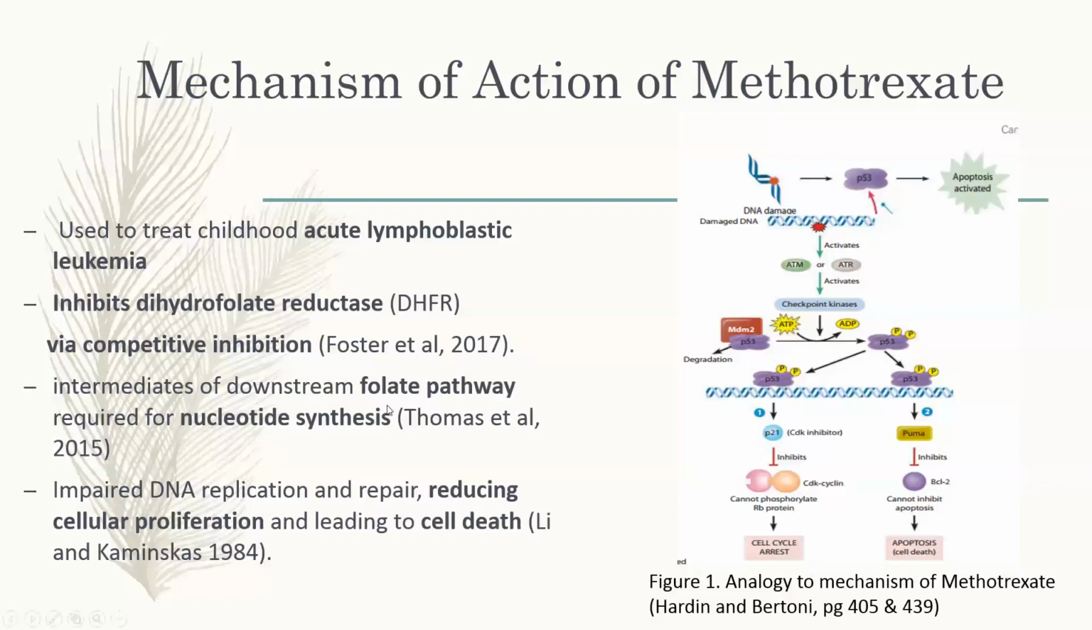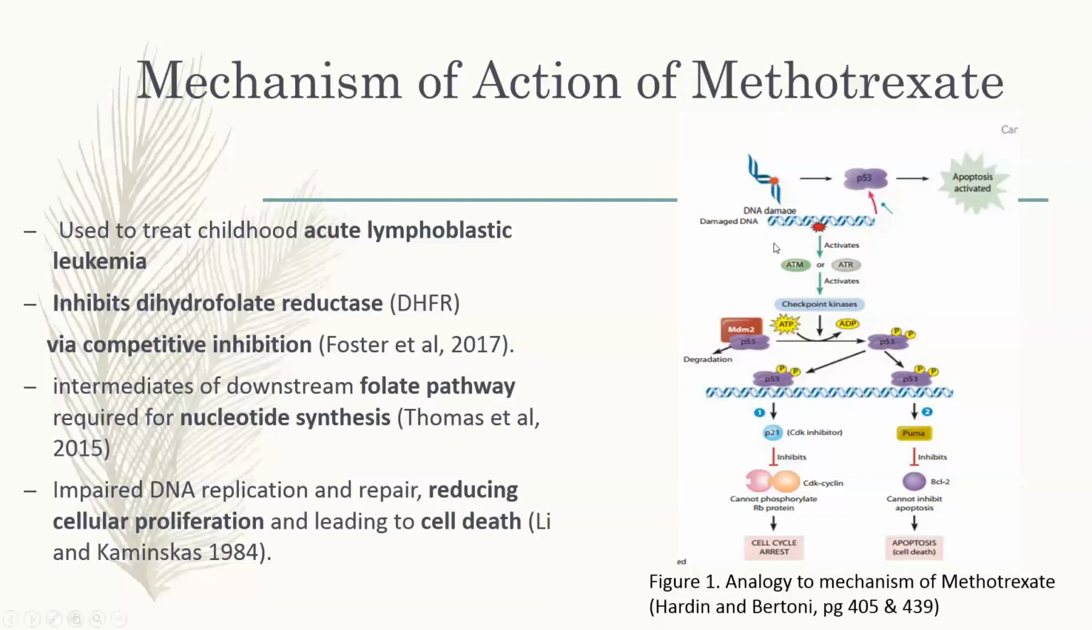So the intermediates of folate would usually bind to the enzyme and it would produce some downstream intermediates, and these downstream intermediates are necessary for nucleotide synthesis. However, because the enzyme is inhibited by methotrexate, DNA replication is impaired. DNA replication and repair is impaired because you don't have this nucleotide synthesis, and this basically triggers cell death, and it also eventually reduces cell proliferation.